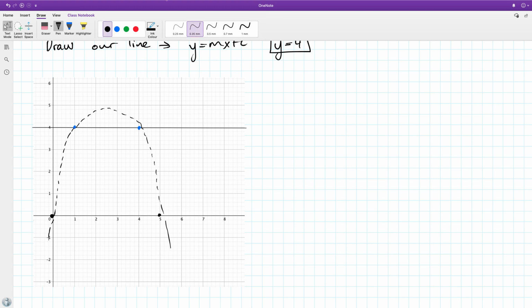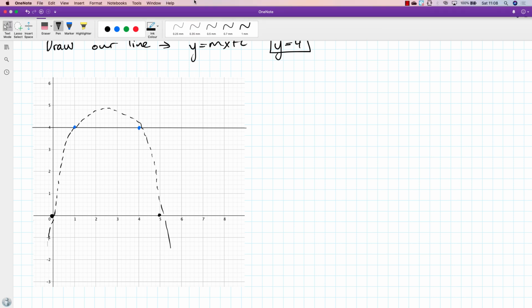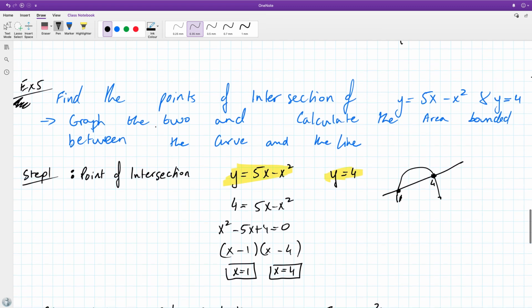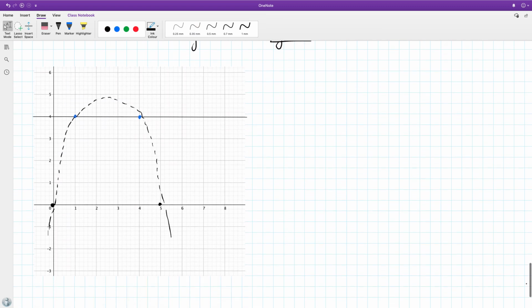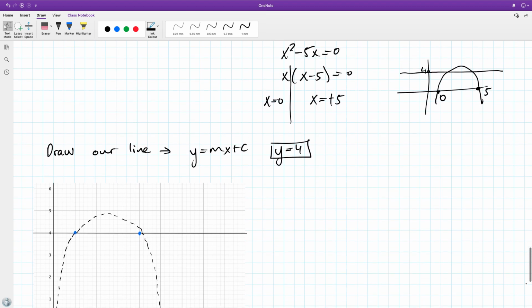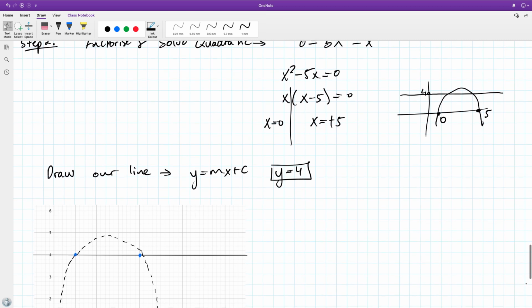So, back to our question then. The last bit of our question asks us to graph 2 and calculate the area bounded between the curve and the line. Right, how are we going to get the area between the curve and the line? Do you need to take any more of that down? Are you all okay? Good stuff.